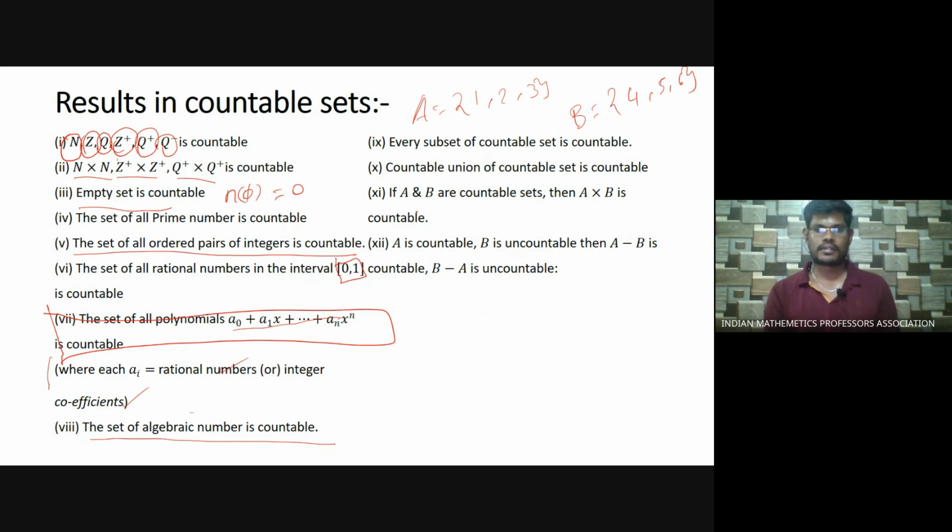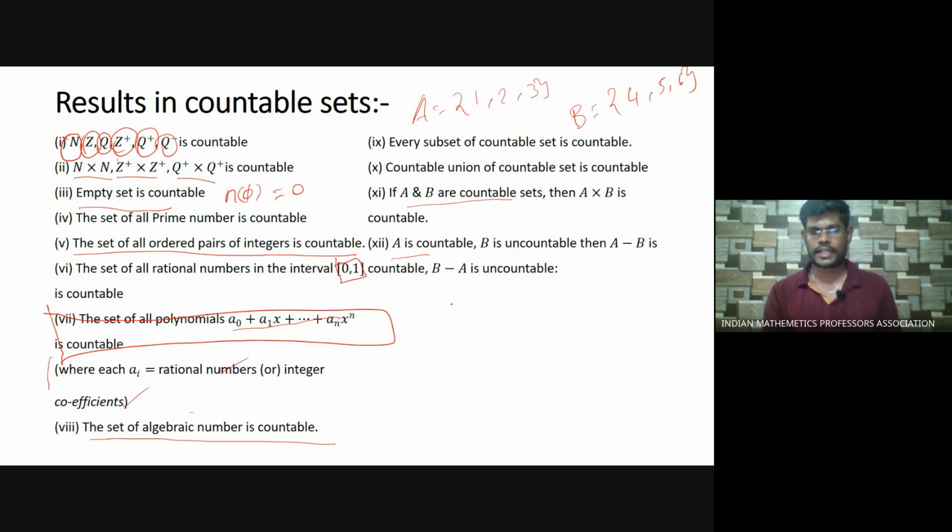And the 11th one: if A and B are countable, then the Cartesian product A cross B is as well countable. And the 12th one: A is countable, B is uncountable, then A minus B is countable. This is an important result.